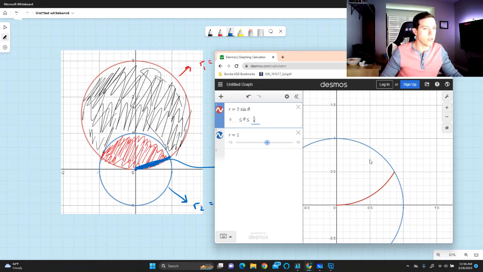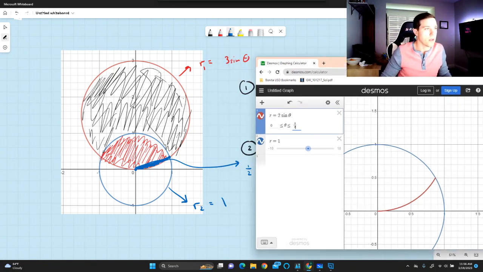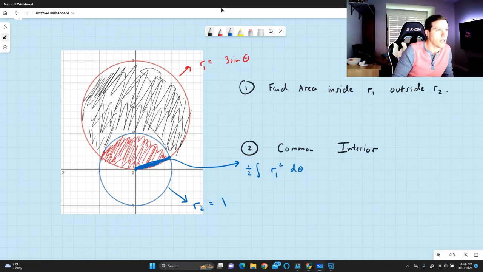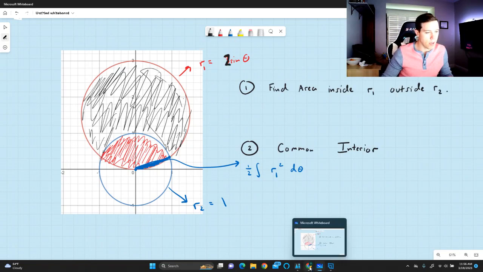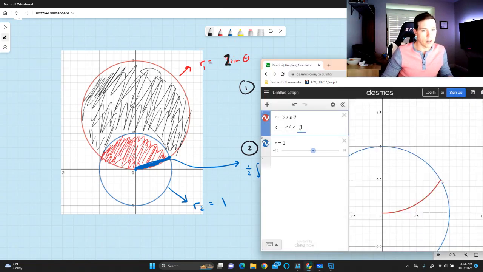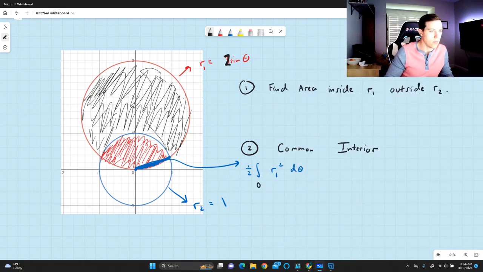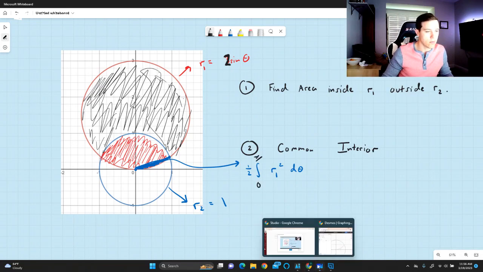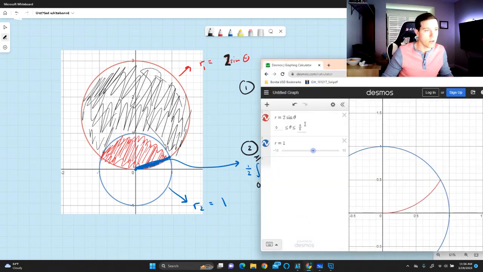Let's just say that this is 2 sine theta instead, because I want to do a nice one that has a nice bound. I'm never going to give you ones that don't have nice intersection points. So now we're doing 2 sine theta. That way we can actually have a nice intersection point. And that means this would be from 0 to pi over 6.